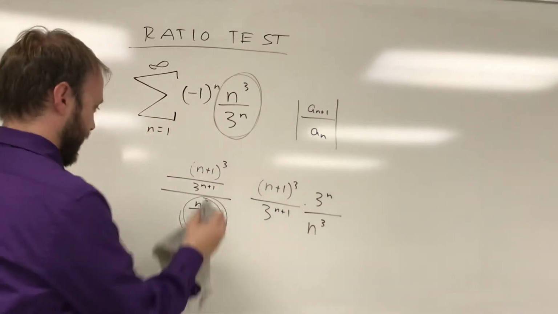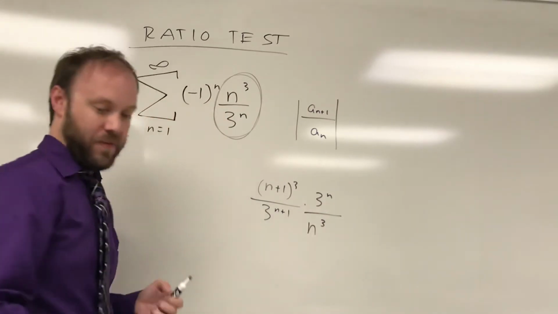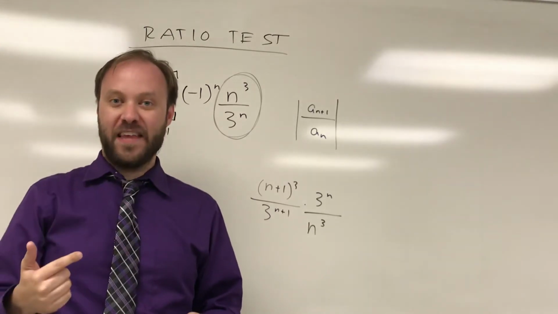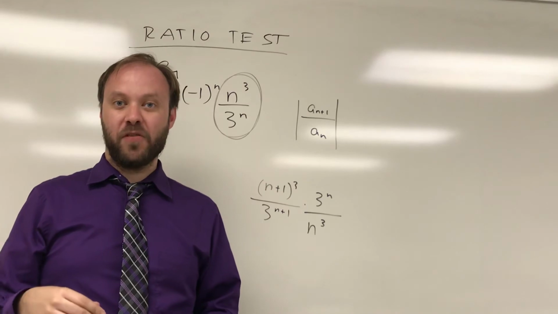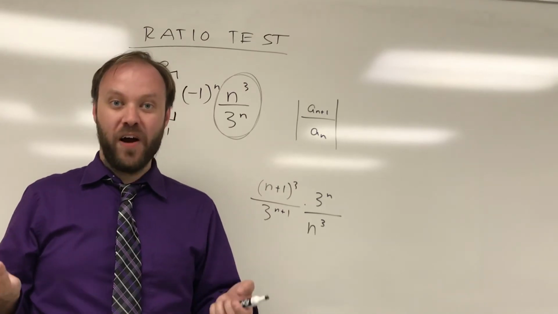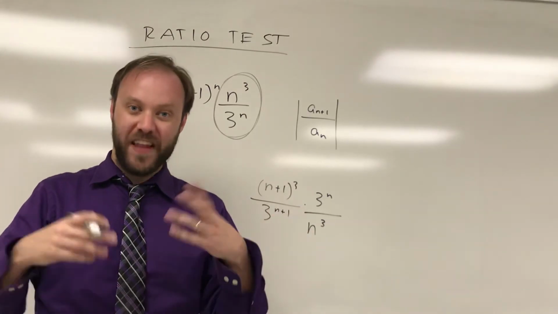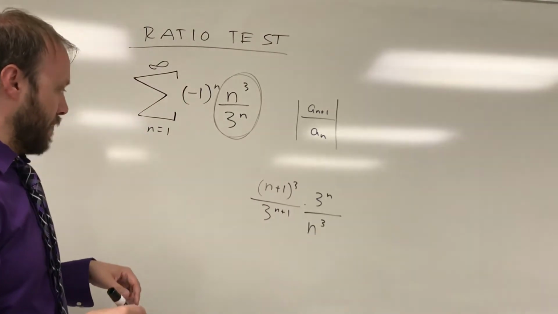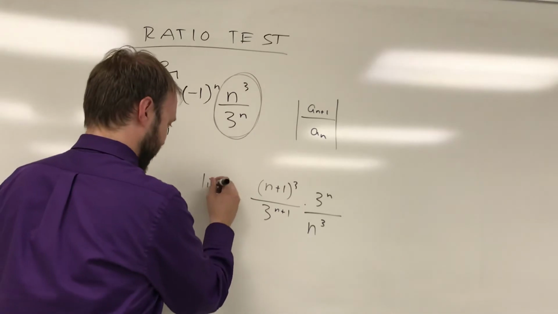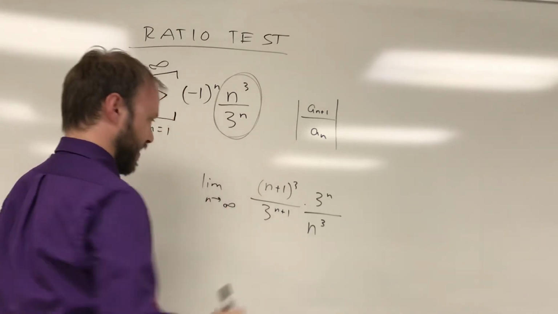Okay, and remember what we're really doing here. We're taking the n plus 1st term and we're dividing by the nth term. We're really trying to see, as you go really far out, is that ratio approaching something that's less than 1? If so, it's going to behave sort of like a geometric series. All right, so we just have to simplify this. We're really trying to take the limit of this as n approaches infinity.